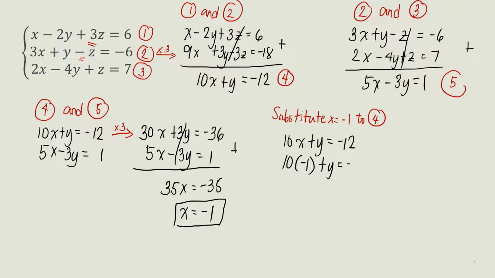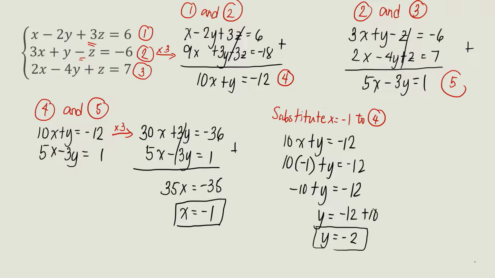Okay. So this is negative 10 plus y is equal to negative 12. So your y is equal to negative 12 plus 10. So let's still write that. Negative 12 plus 10. So your y is equal to negative 2. So you have your x and your y. So we're only left with one more letter, which is z.